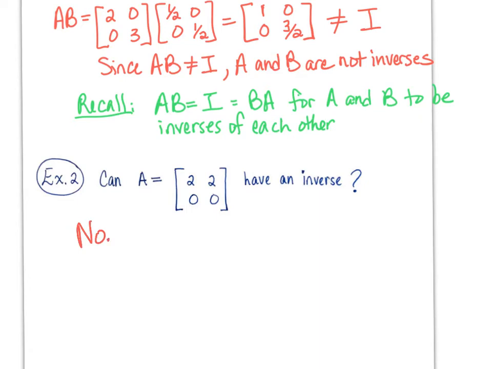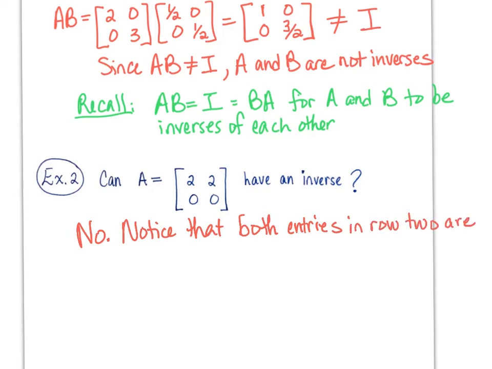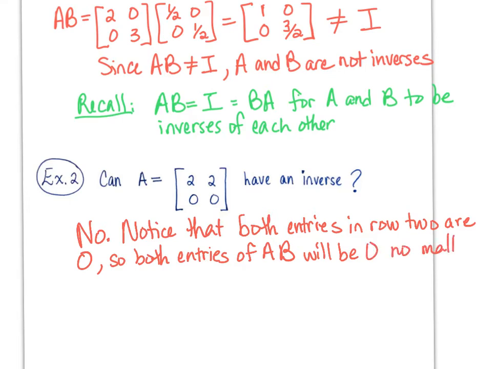It's not possible. So notice that both entries in row 2 are 0. So both entries of a product A times B will be 0 no matter what B is.